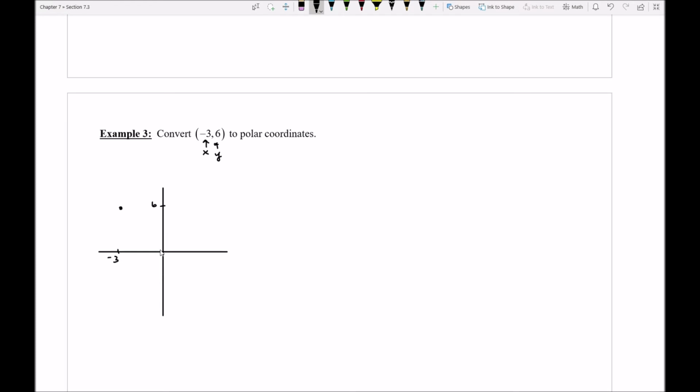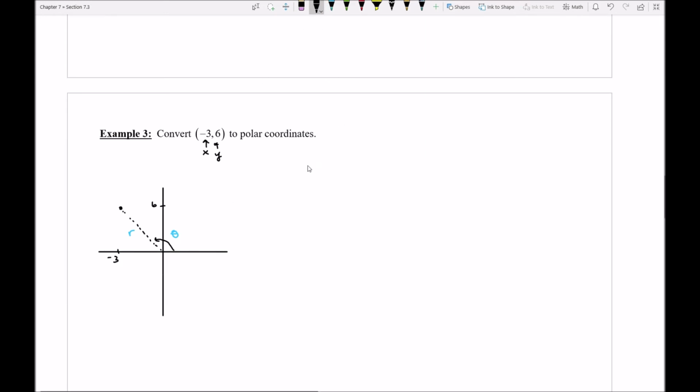What I'm going to be looking for is how far did I have to walk out from the origin to get there, and ultimately what angle did I have to rotate in order to stare in that direction. That is, I want a value of theta and I want a value of r.